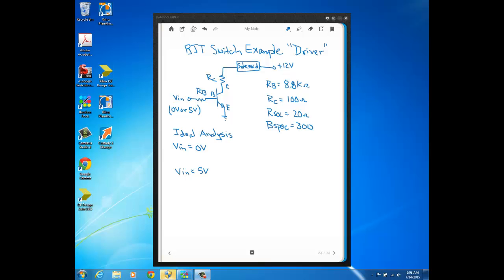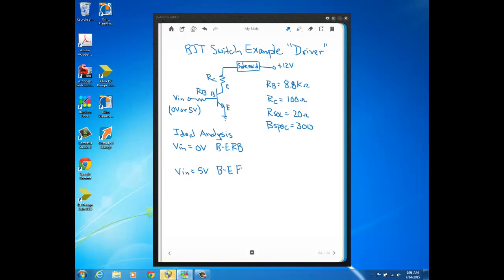Alright, here we look at a BJT switch example, and this type of circuit is often referred to as a driver, and I'll mention where that name comes from later on in this video. But first, let's do an ideal analysis for both V-in values, the value where the base to emitter is reverse biased, and the value where the base emitter is forward biased.